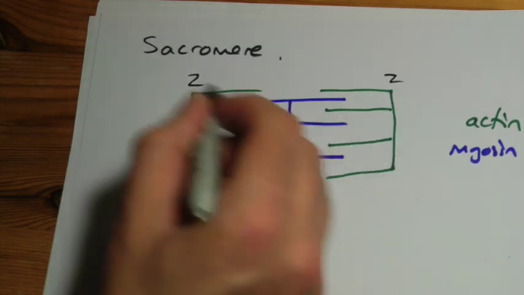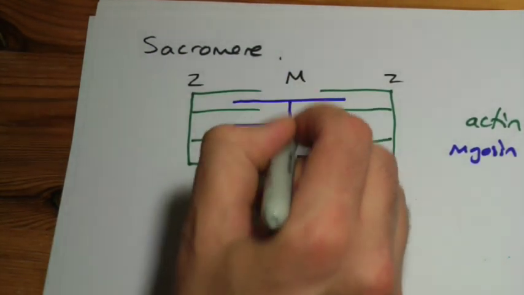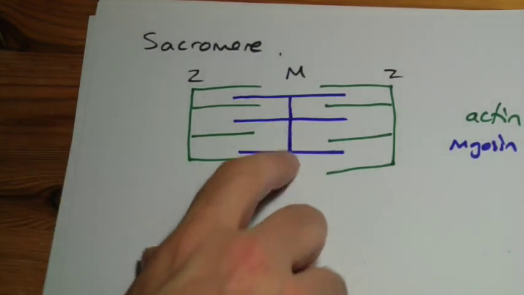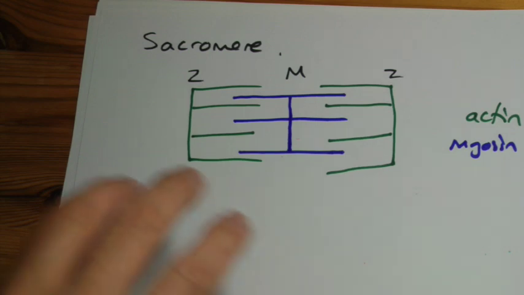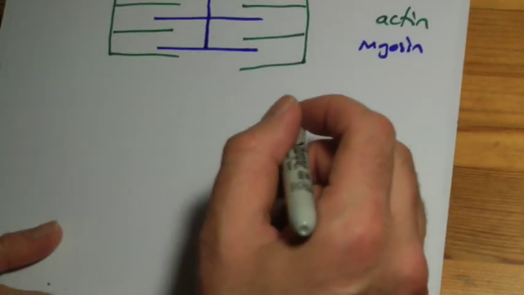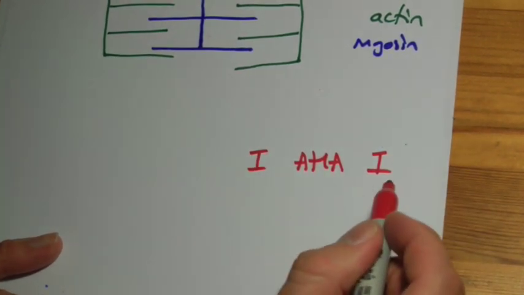These bits at the end are called the Z lines, and the bit in the middle for myosin is an M line. It's not always shown, but it's in there. They're attached in the middle, like a disc. Now, to remember the various zones, the best thing I can suggest is to remember it like this: I, A, H, I.